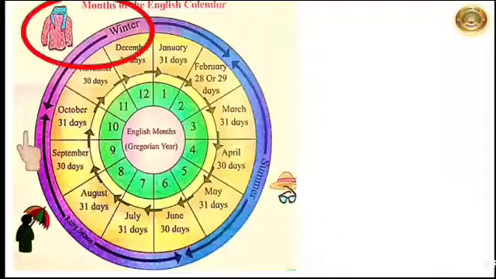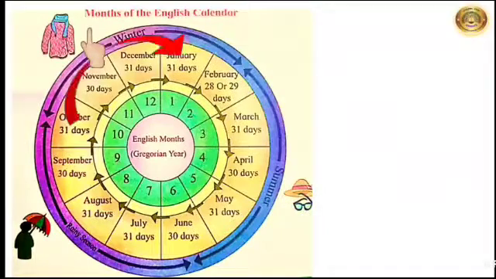The next season is winter season, in which we feel cold. We need a sweater. That is called winter season. Winter season starts from the month of October and ends in the month of January. The winter months are October, November, December and January. These 4 months we have winter season.